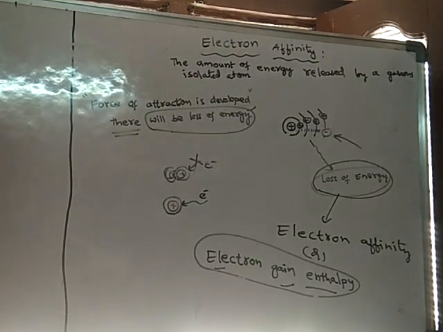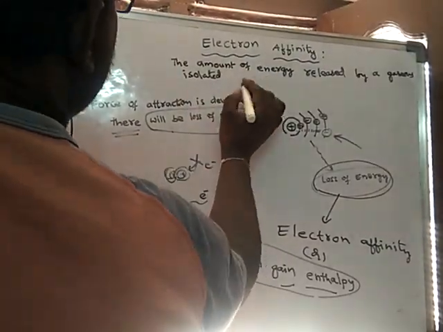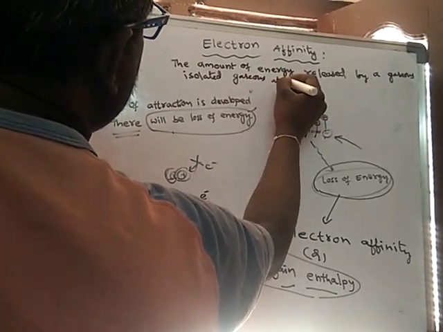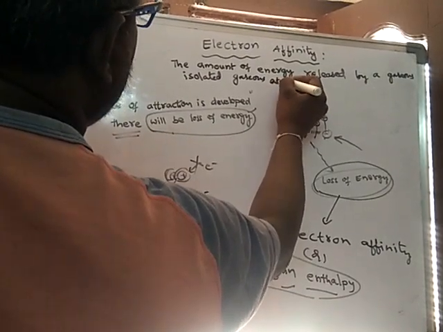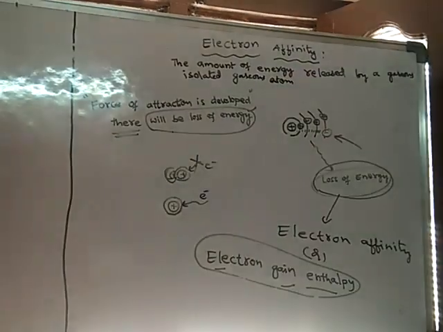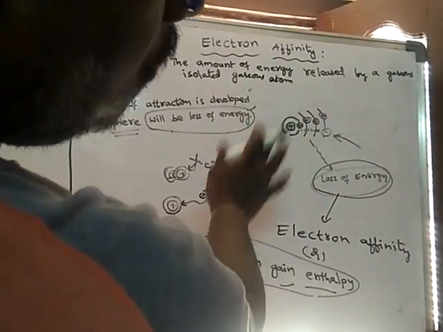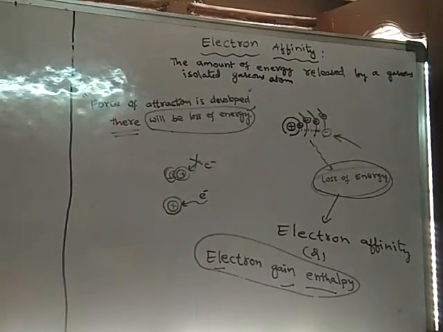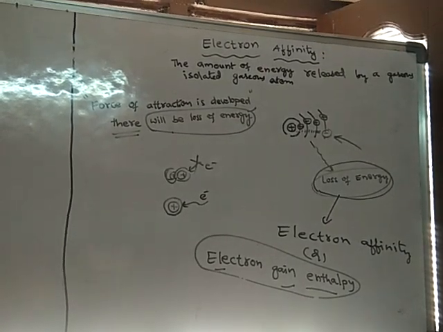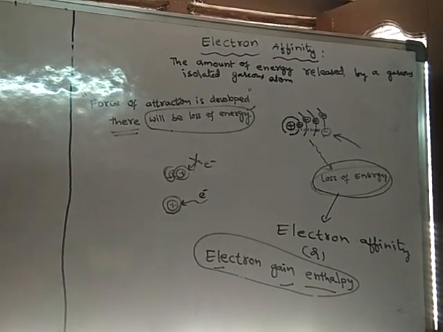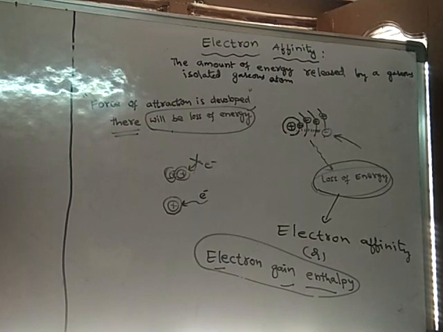So isolated atom, and that too in a gaseous state. Isolated gaseous atom. So when an electron is added to an isolated atom in gaseous state, generally in gaseous state only we will get individual separate atoms, isolated atoms, single atoms.